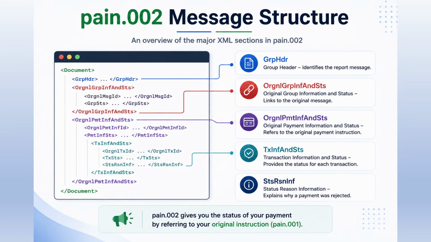Now let's look inside a pain.002 message. Like other ISO 20022 messages, pain.002 is structured using XML. Instead of one large block of unstructured information, the message organizes information into meaningful business elements. Some important areas we'll look at are GrpHdr, OrgnlGrpInfAndSts, OrgnlPmtInfAndSts, TxSts, and StsRsnInf. Each section plays a different role in explaining the status of the original payment instruction.